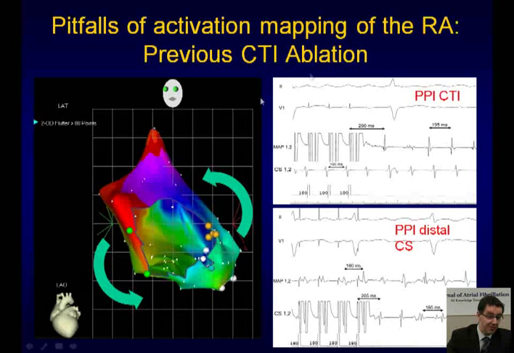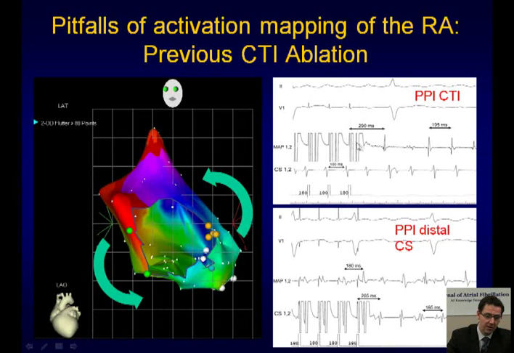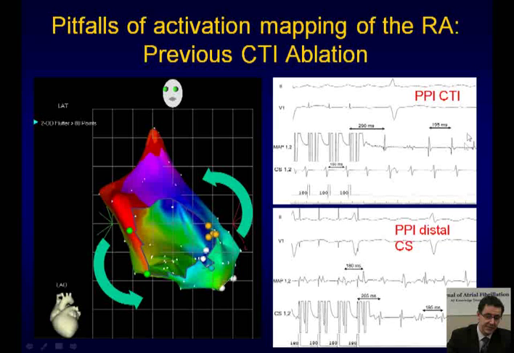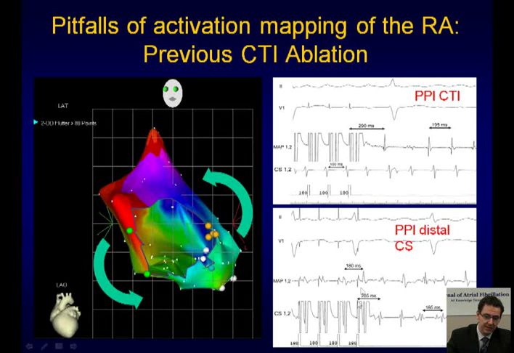This is an example of the pitfalls of activation mapping alone, and that's why we need to perform entrainment after activation mapping. This is a case where a previous CTI ablation was performed, and you could see that there's a counterclockwise activation of the right atrium. However, when trying to confirm the arrhythmia by performing the post-pacing interval in the cavo-tricuspid isthmus, you can see that the return cycle length is 290 milliseconds for a tachycardia cycle length of 195, which is out of the circuit.